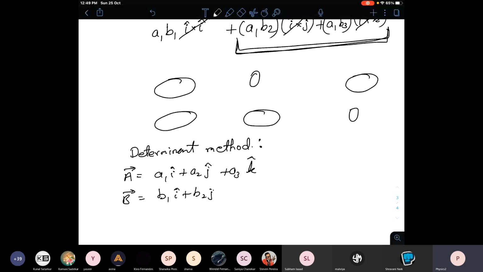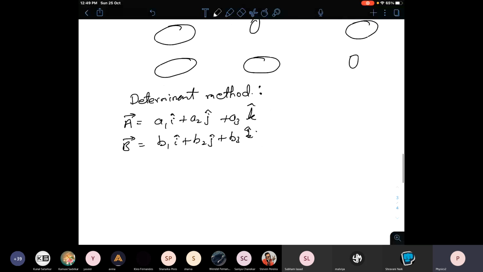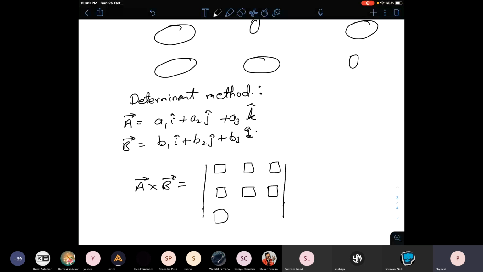b1 i cap plus b2 j cap plus b3 k cap. Now you want to find a vector cross b vector. So first of all, draw two parallel lines like this, with some gap between them. Now this determinant has 9 places, that is, it is a 3 by 3 storage space.